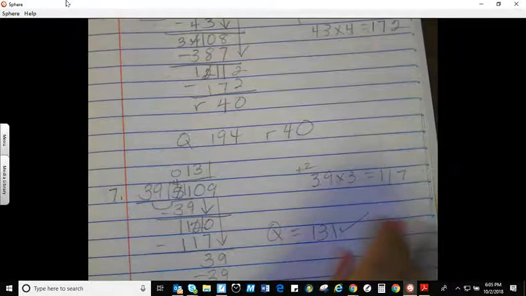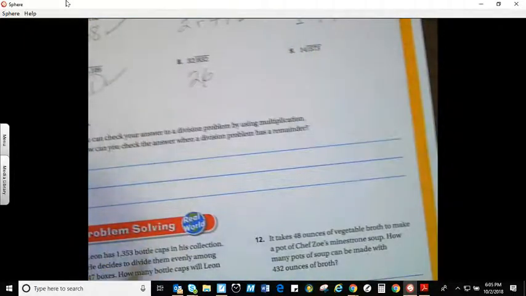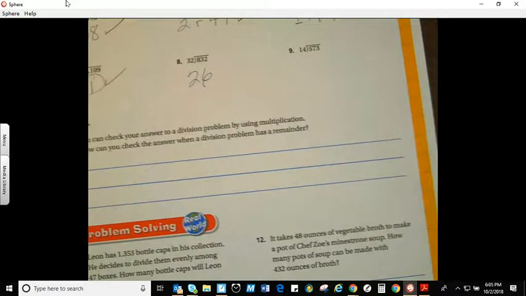All right, next one, number 8. Okay, we said that the answer was going to be 26. Let's check our work to make sure that that stays focused. 32 goes into 800. That looks like a square root. Sorry about that. 832.